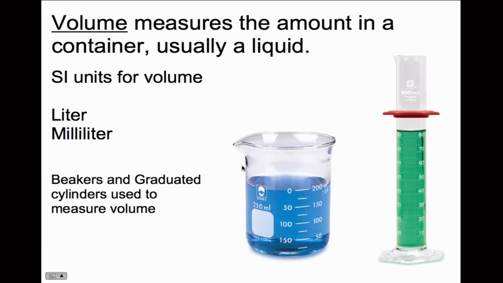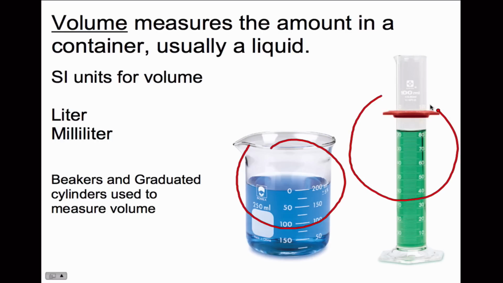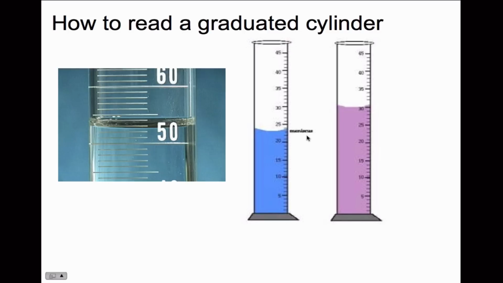Volume measures the amount of liquid in a container. So it could also be a gas, but generally it's a liquid. This is a beaker, and this is a graduated cylinder. And these are the tools that we use to measure volume. Now, to read a graduated cylinder, you need to have the graduated cylinder sitting on a desk. Don't try to hold it in your hand and read it because you're moving the liquid around inside of there, and that does not work very well.